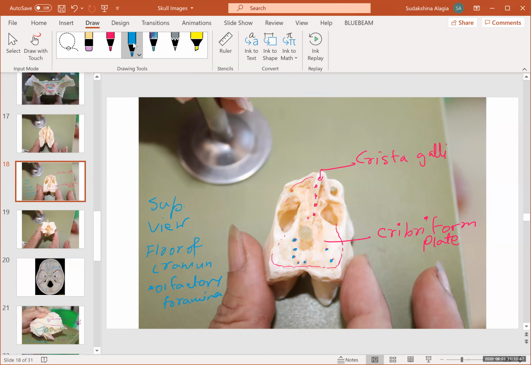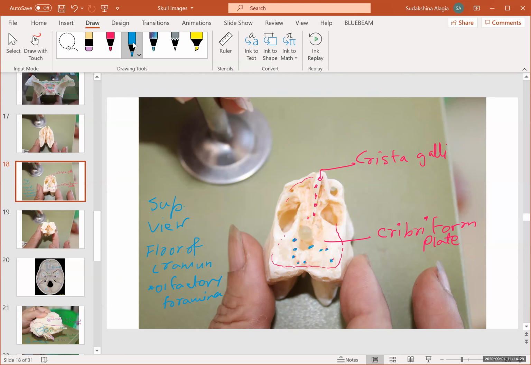Basically, this is the roof of your nose. When we inhale something, through this roof of your nose, through these olfactory foramina, tiny branches of the olfactory nerve basically receive signals. This is how we smell things. That's why we have olfactory foramina. Olfactory, olfaction, meaning smelling.